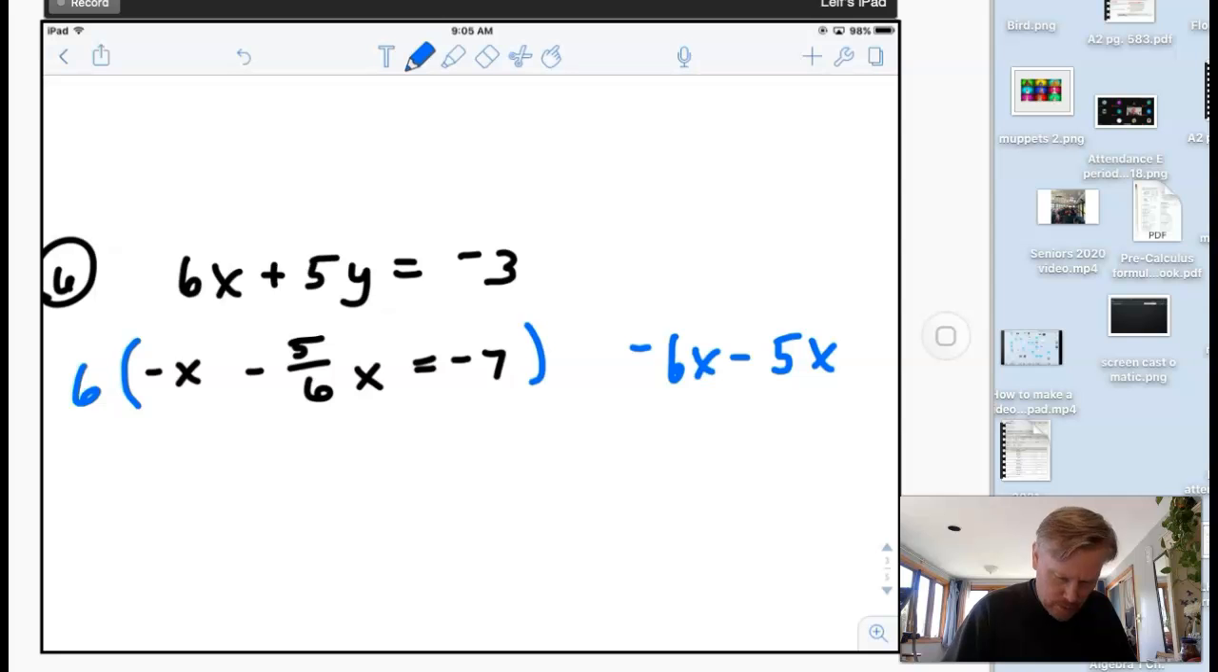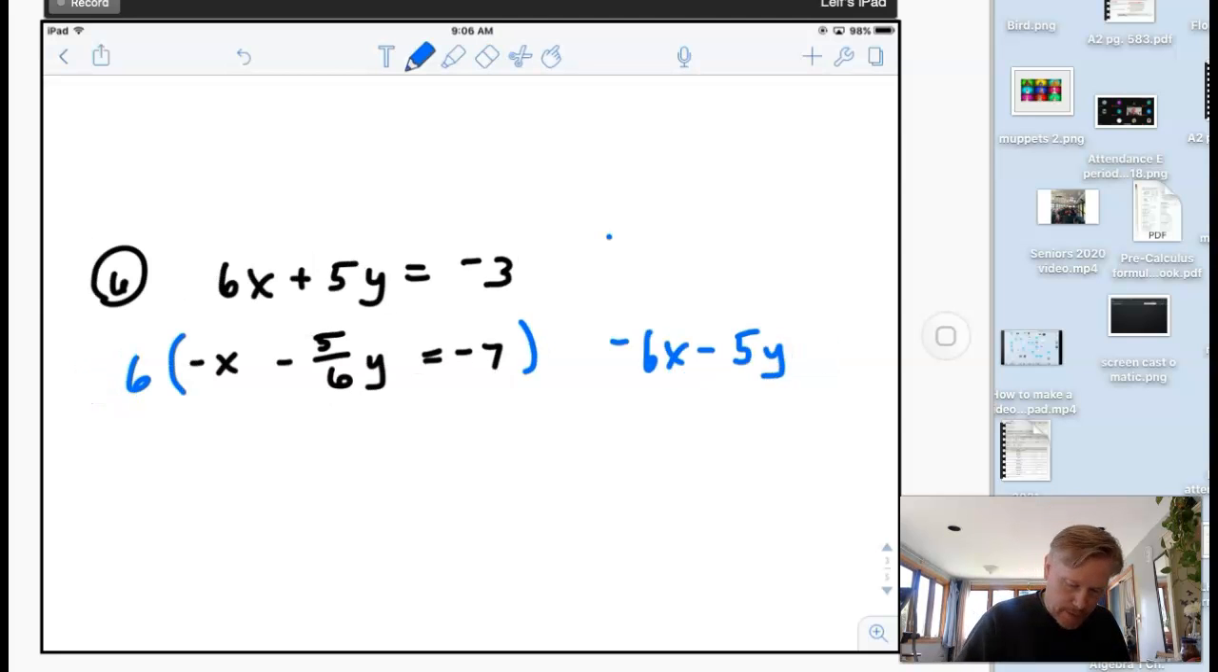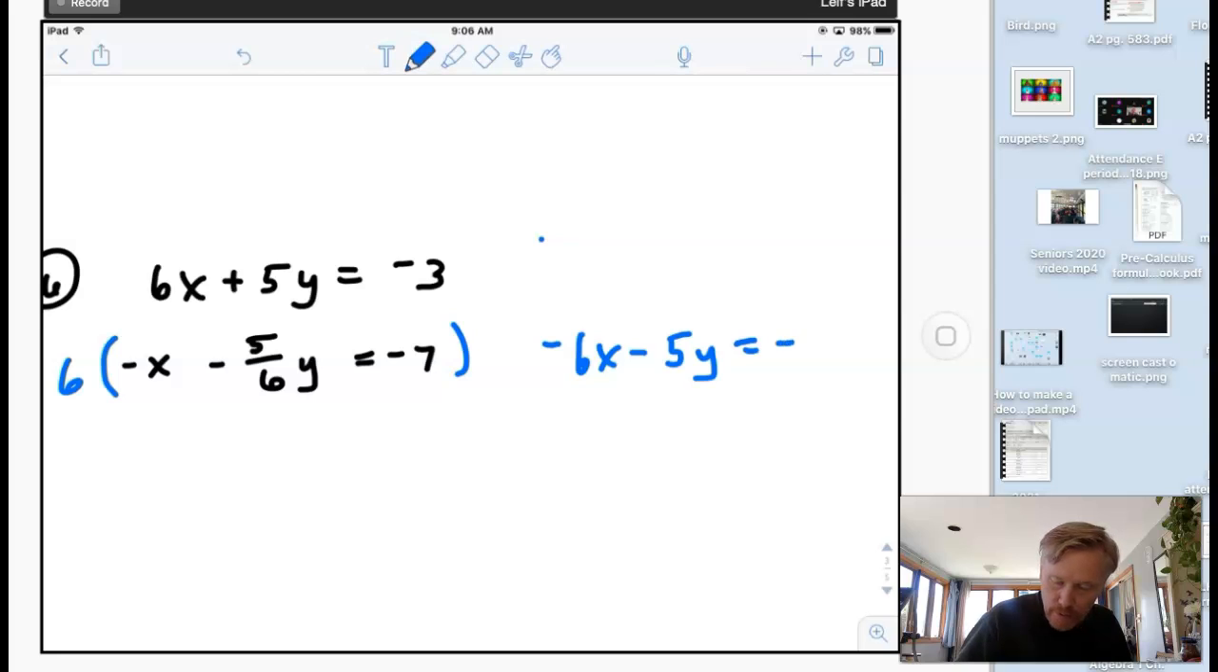Sorry, I'm pretty sure I got a typo here. Let me fix this. It should have been a y, that 5/6 y, not an x. I had a typo in my work. Okay, so equals 6 times 7 is 42, and it's going to be negative 42 because the 7 is negative. So now let me write the other equation right on top here.